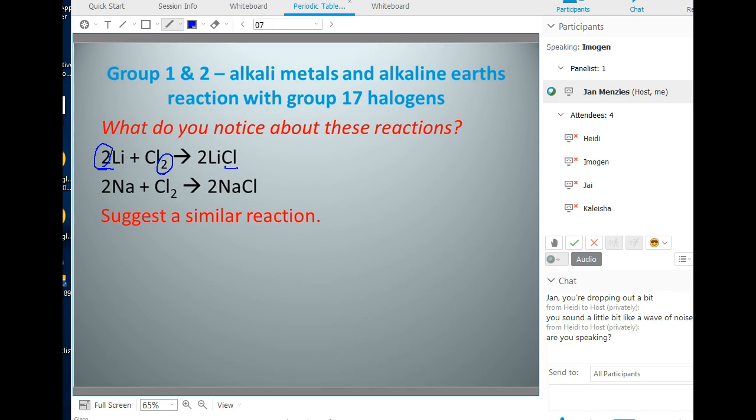Ah, so Emmy, that big 2 out the front means 2 lithium chlorides. So it means lithium chloride twice. So can you see now that it does add up to 2 lithium atoms and 2 chloride atoms? So that's really good noticing, Emmy, and we keep learning. We've got to understand what all the symbols mean. Anything else that people notice with those equations about what's similar?